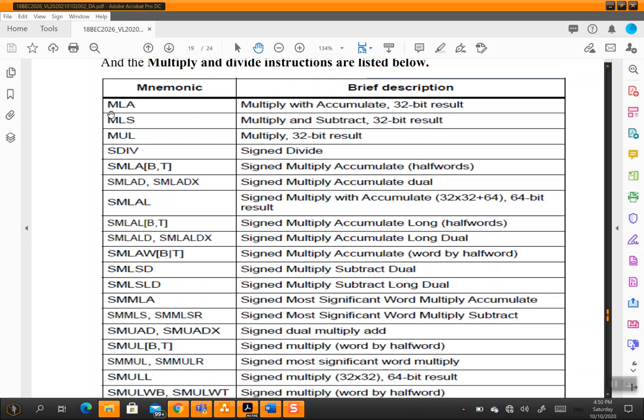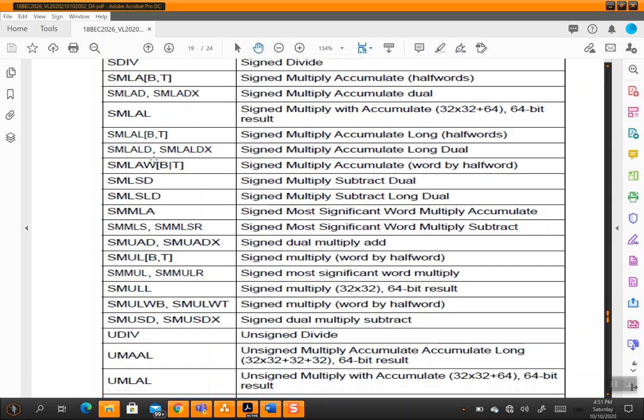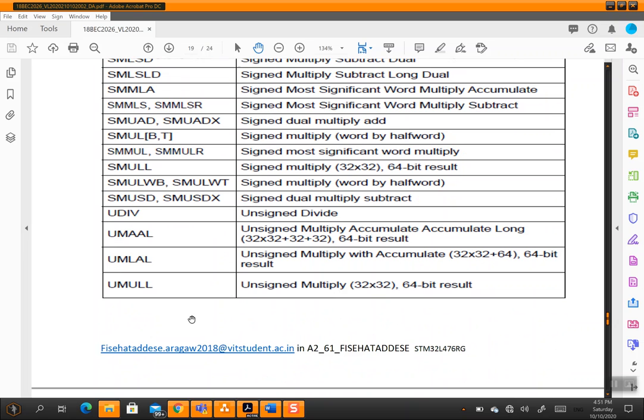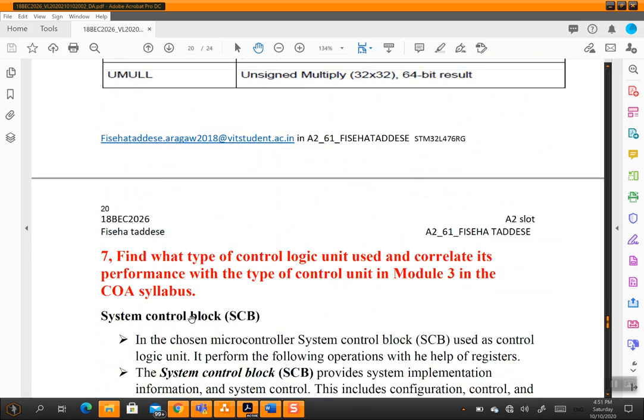For instance, if we take MLA, which is used to multiply with accumulate and set the result, and MLS, which is multiply and subtract and set the result, and MUL, which is used to multiply and set the result. Each and every syntax has its own role, as you can see, and it's explained briefly.